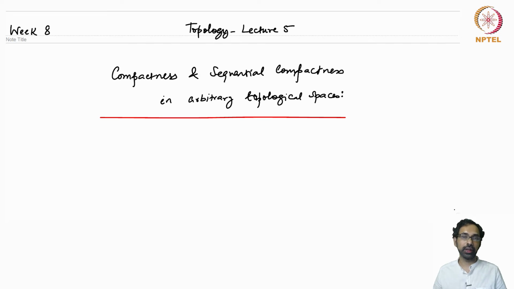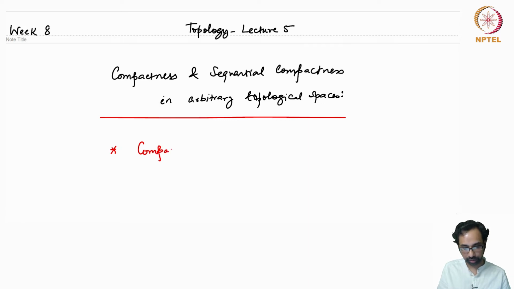So in the last lecture, we have shown that compactness, sequential compactness, and limit point compactness are equivalent for metric spaces. And in this lecture, we will continue our discussion about compactness and sequential compactness, but now in arbitrary topological spaces.